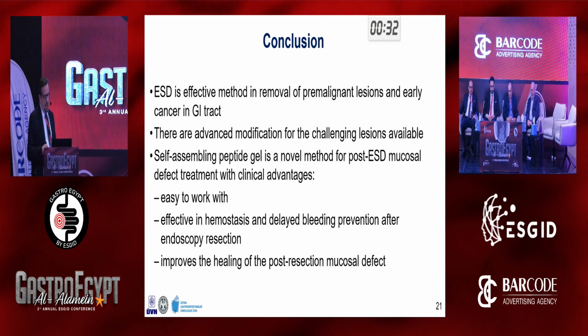If I would conclude my talk, I would say that endoscopic submucosal dissection is an effective method in the removal of premalignant lesions and early cancer in the GI tract. There are advanced modifications for challenging lesions available already, and the self-assembling peptide gel is a novel method for post-ESD mucosal defect treatment with a lot of clinical advantages: it's easy to work with, it's effective in hemostasis and control of delayed bleeding, and it improves the healing of the post-resection mucosal defect.